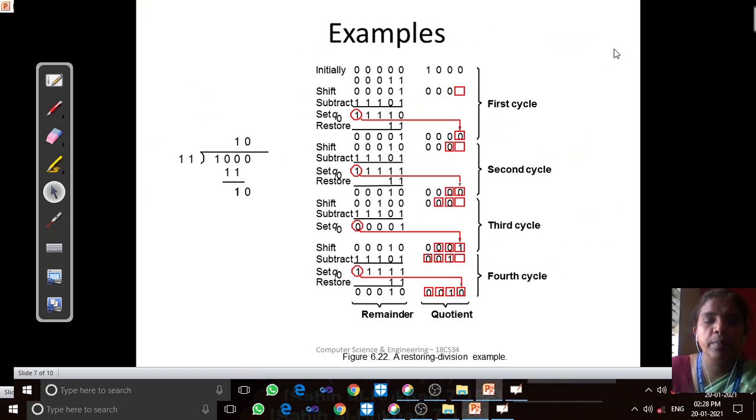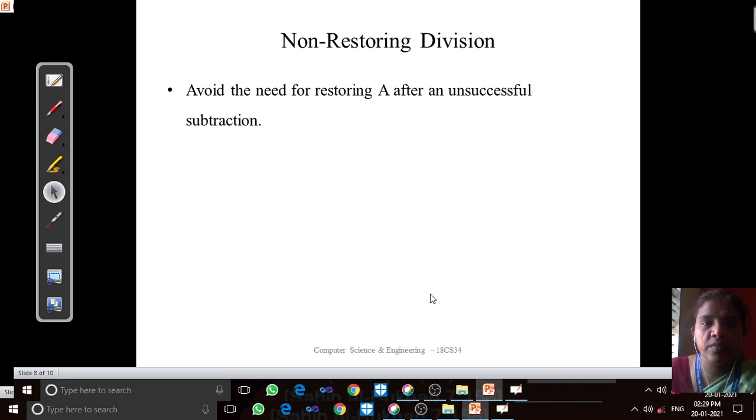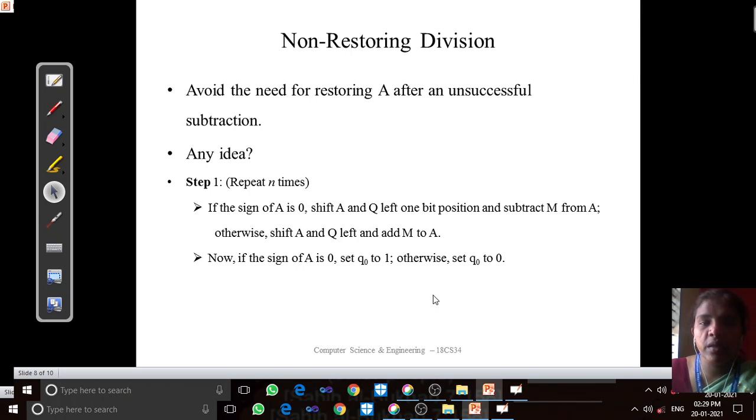Let us go back to the PPT. Yes, the example is depicted again here, the same thing. Okay, now we'll see non-restoring division. Avoid the need for restoring. Yes, unnecessary restore can be avoided in the non-restoring division. That's a major flaw in the restoring division, and time was unnecessarily getting wasted. After unsuccessful subtraction, any idea? Yes, the restore step can be removed.